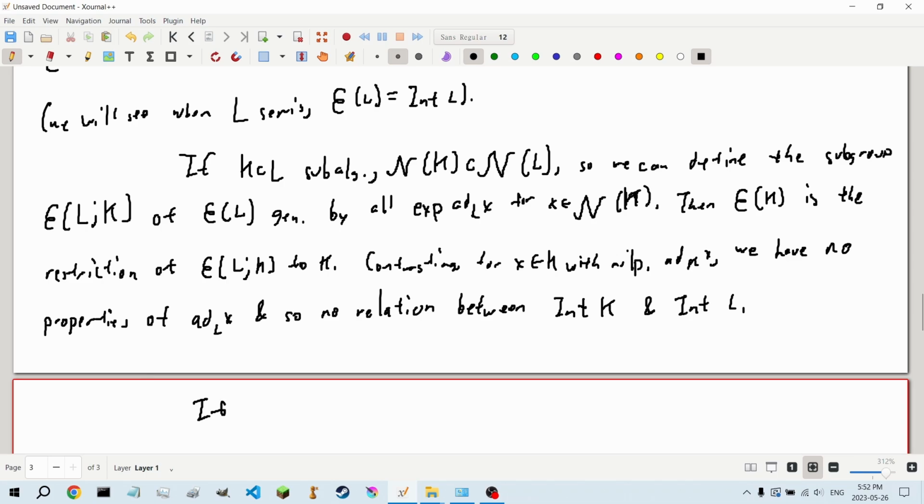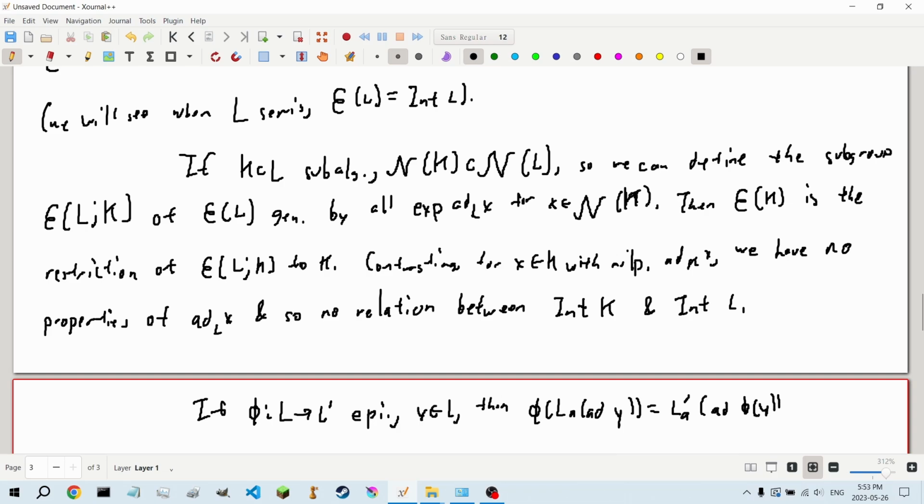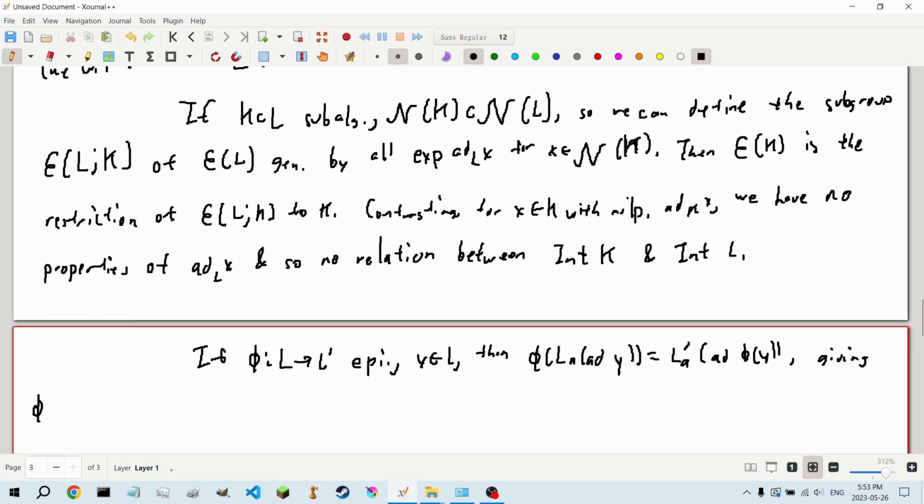So we see now if phi from L to L prime is an epimorphism and y is in L, then phi of L_A of the adjoint of y is L_A prime of the adjoint of phi of y, giving us that phi of the strongly adjoint nilpotent elements of L are the strongly nilpotent elements of L prime.